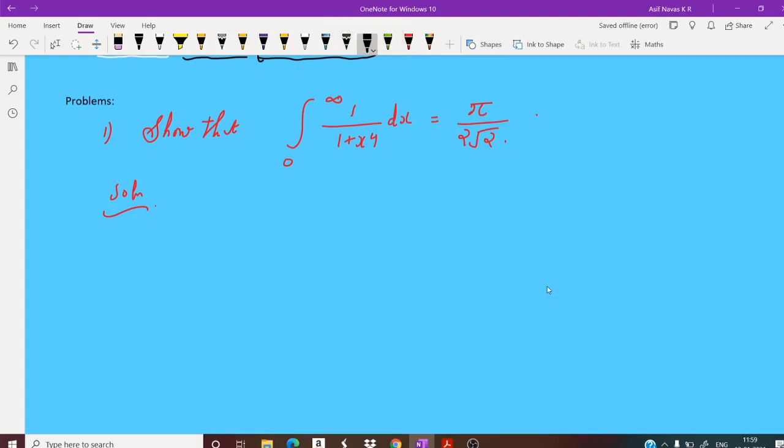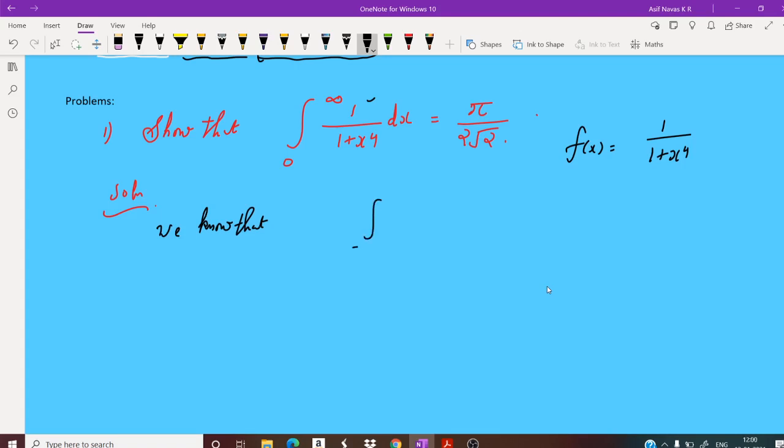So from the above result we know that, now check the degree of the numerator here. We have f of x is 1 by 1 plus x raised to 4. Tell me the numerator's degree: 0. And the denominator degree: 4. So that is at least 2 greater than the degree of the numerator. Therefore, we can use the result.